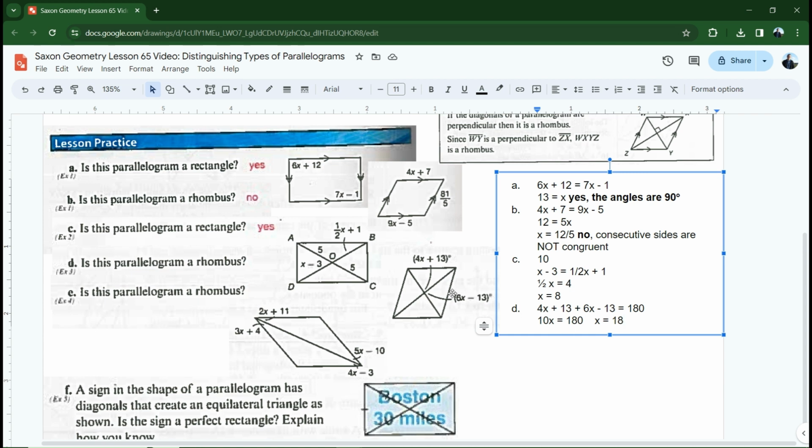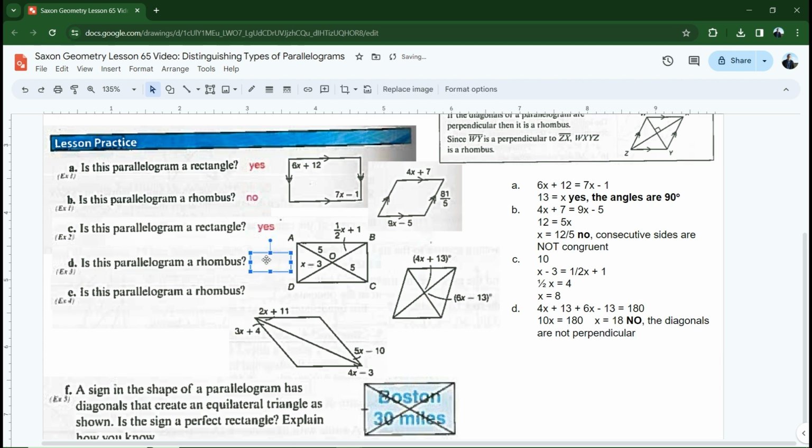Yeah, so these are not equal to each other, and they also don't make 90-degree angles. So this is not a rhombus. What do we even say? The diagonals are not perpendicular. All right, let's see if we're right here.